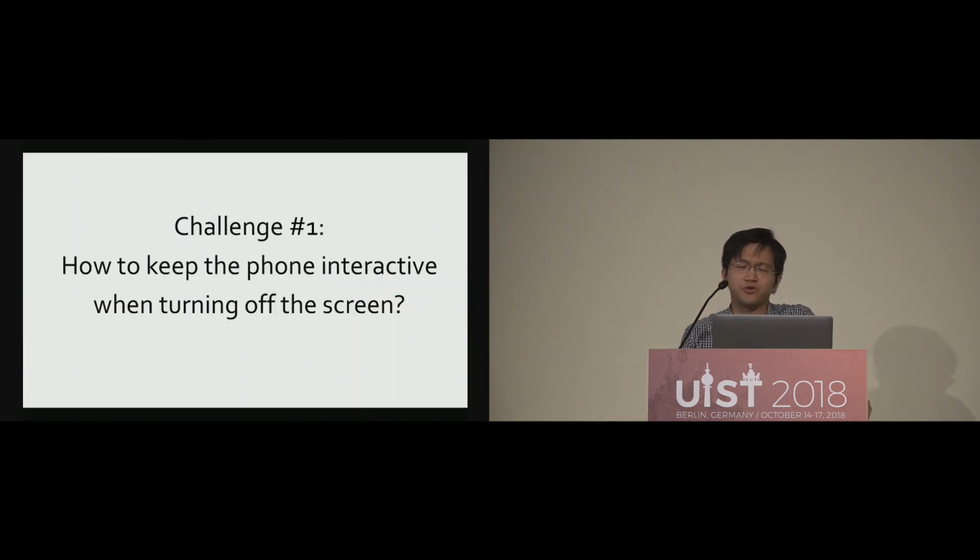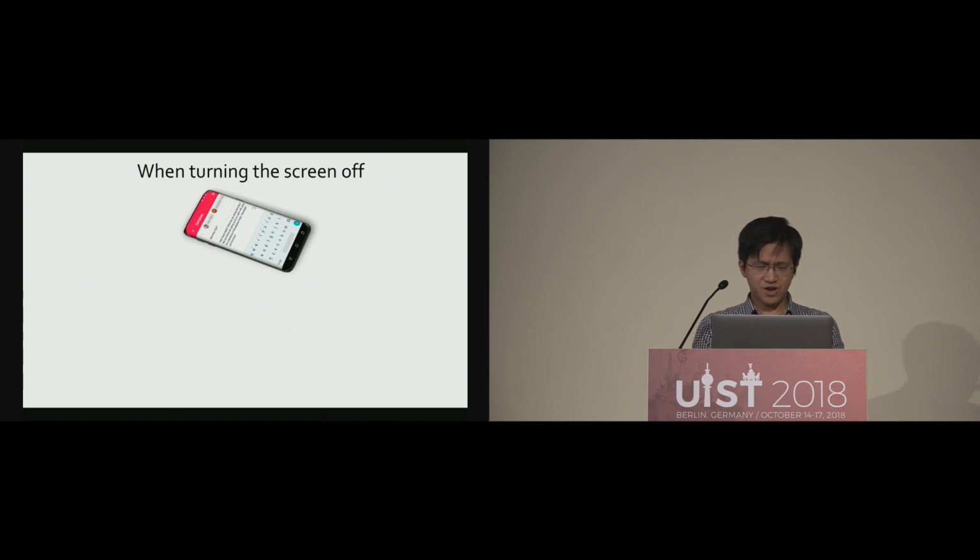Okay, in order to achieve this goal, to do screenless interaction, we first need to solve the challenge: how to keep the phone interactive when the screen is turned off. I'll give you a concrete example. A user is editing an email on the Gmail app, and the user presses the power button on the cell phone. There are actually several procedures ongoing in the system.